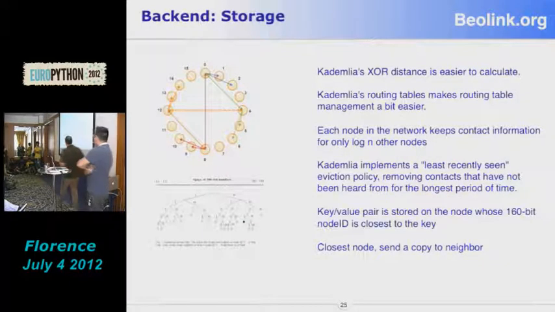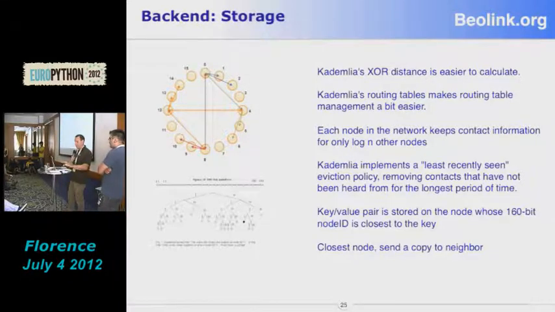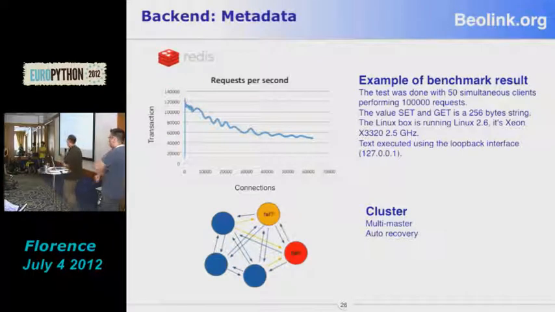Yeah, we already mentioned Camellia. Camellia is very simple for storage. It's decentralized. You don't have a central point, and it's more or less a good distributed system. On the back end, we use Redis today.